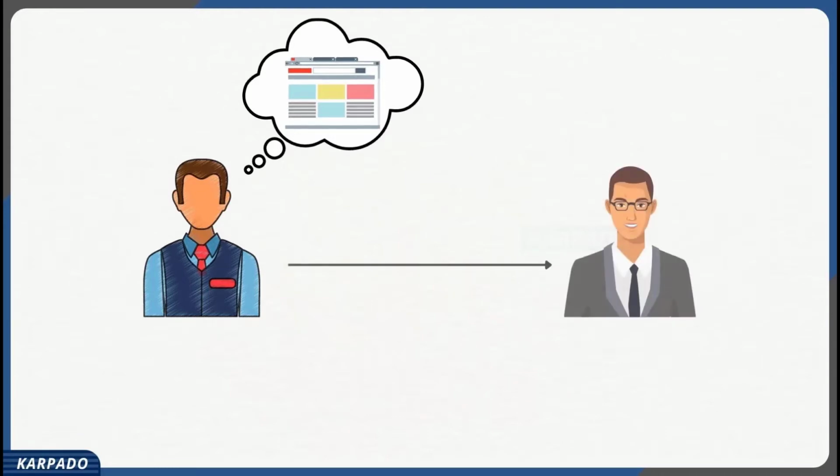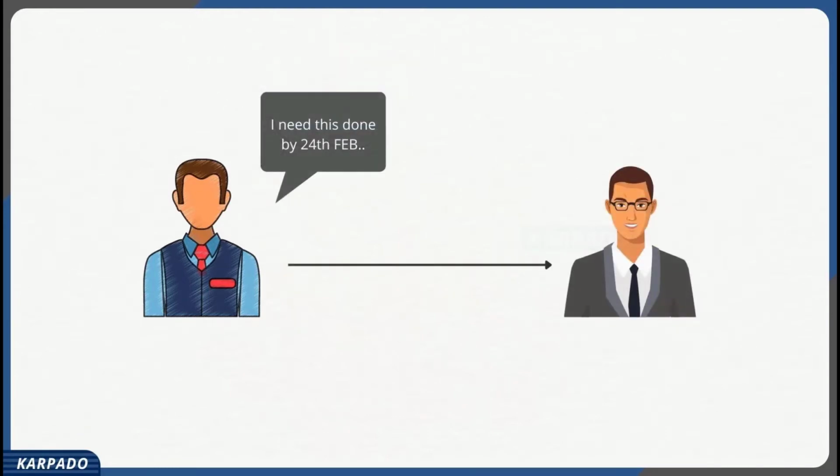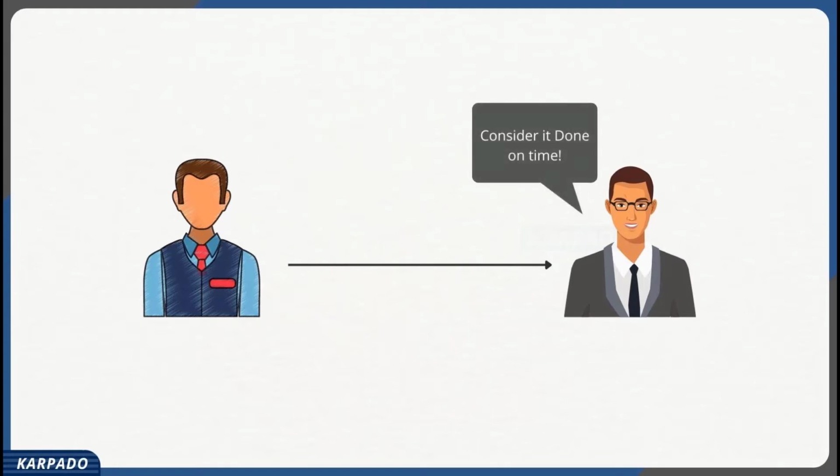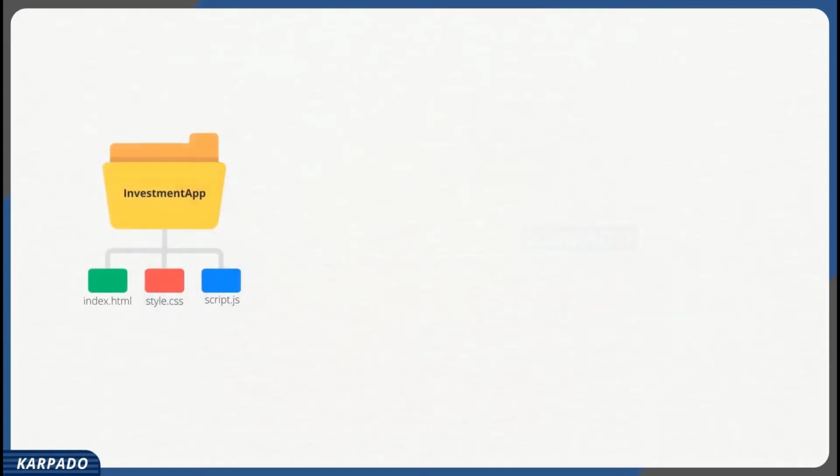So he met Sundar, who is a freelancer, and explained him everything what he's expecting in his website and gave the deadline as 24th of February, which happens to be his birthday. To which Sundar agreed and started working on the project. Inside Sundar's computer, Sundar had created this folder called Investment App, inside which he created all these files which would make that website.